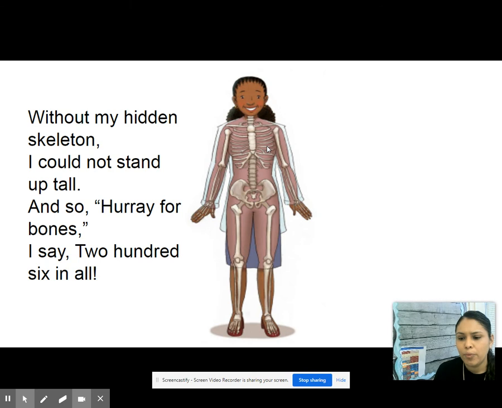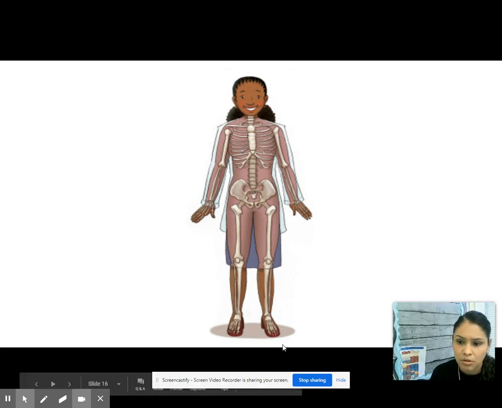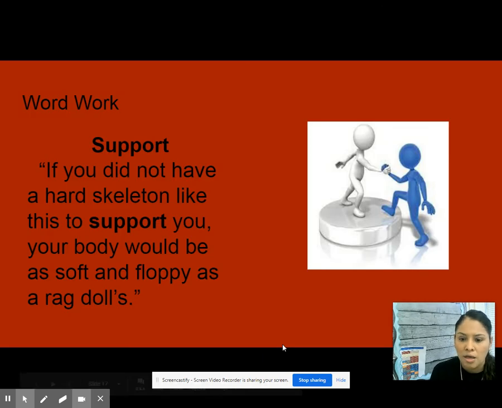One important thing about the skeleton is that it helps us to stand. If we don't have bones, our skin will be loose and we will be unable to stand up. So we need the bones for that. I couldn't stand up with no bones. If you didn't have a hard skeleton like this to support your body, you would be soft and fluffy like a dragon ball or slime. Do you know slime? That would be you without bones.